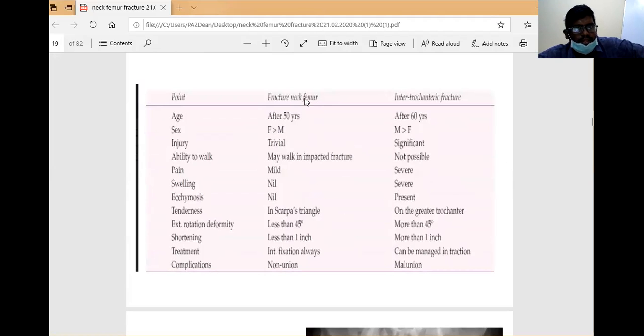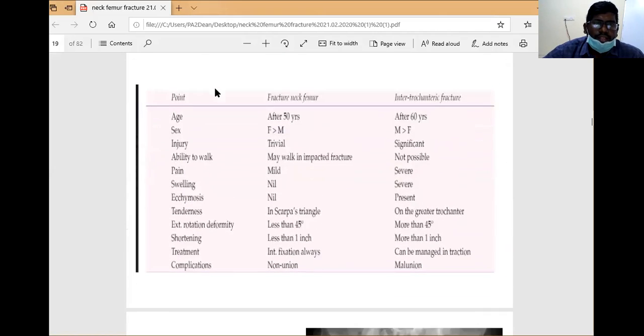So, the difference between fracture neck of femur and intertrochanteric fracture. Age is almost equal, both are geriatric patients. Fracture neck of femur is more common in females, whereas intertrochanteric fracture is more common in males. Both are due to a trivial fall. As I already told, in fracture neck of femur, if there is an impacted or undisplaced fracture, the patient may be able to walk, but in intertrochanteric fracture the patient is not able to weight bear.